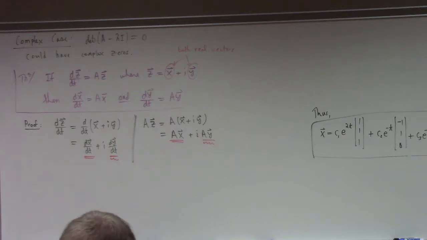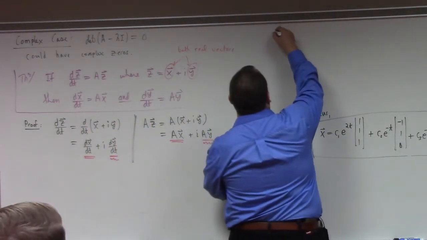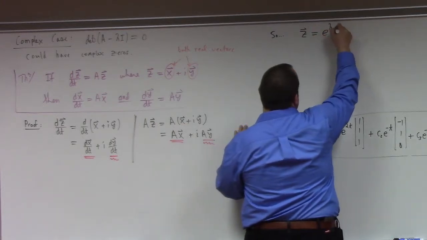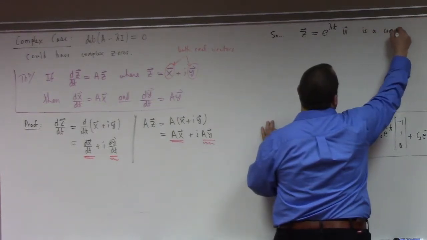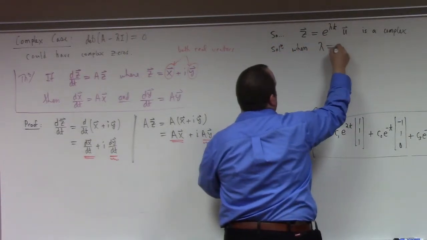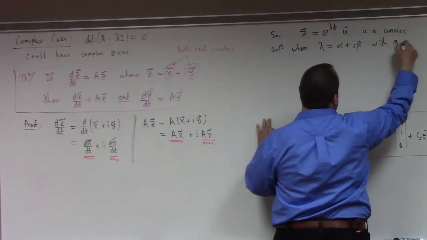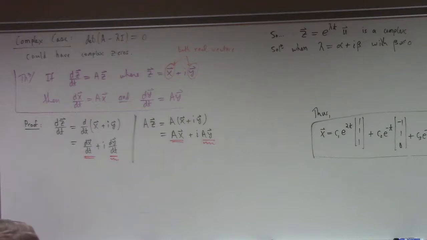All right. So you won't be surprised when I tell you. So z equals e to the lambda t u is a complex solution when lambda is equal to alpha plus i beta, with beta not equal to 0, right? And the real and imaginary parts of that are going to be the solutions that we want, stemming from the eigenvalue lambda.